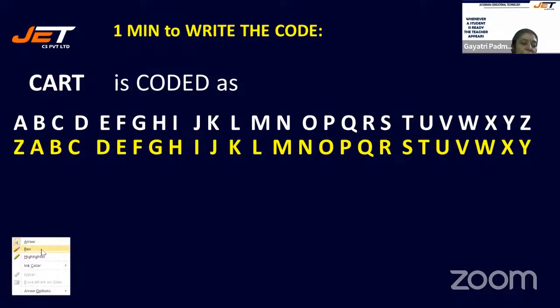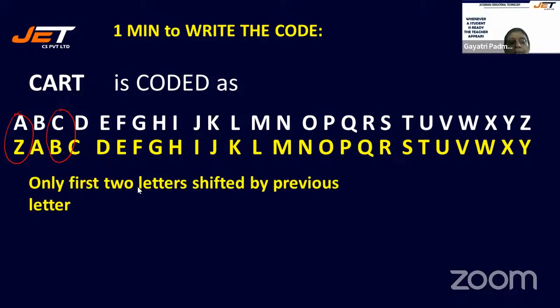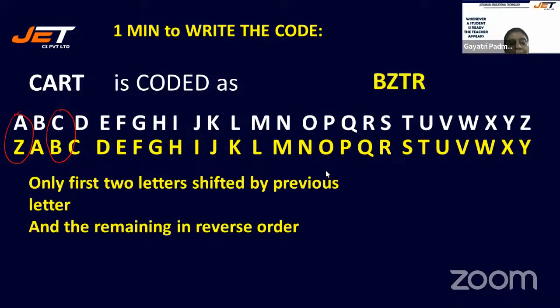So let us try this. CART. For C, it is B. For A, it is Z. So only the first two letters are shifted by the previous letter and the remaining are in reverse order. So here we have B, Z, and the next two are written in reverse. That is TR.